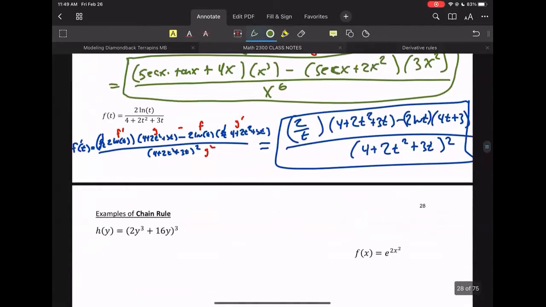So here's the chain rule. I'm just going to write the chain rule down right at the top here. If we want to differentiate a composition function, we do f prime of g of x times g prime of x. This is going to be good to reference.